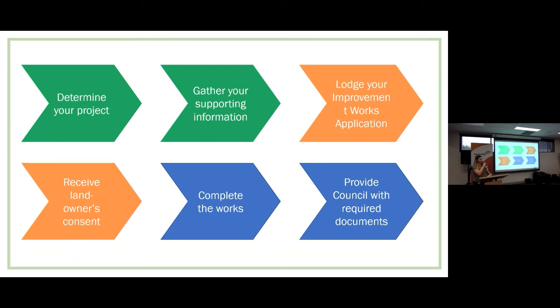After that, after the 4-6 week processing period, that's when you'll receive your landowner's consent or the approval letter to start the works. The works will then be completed by you guys within that 12-month period. And then once that letter is completely understood and the works are done, make sure you provide council with those required documents that are listed on that approval letter.